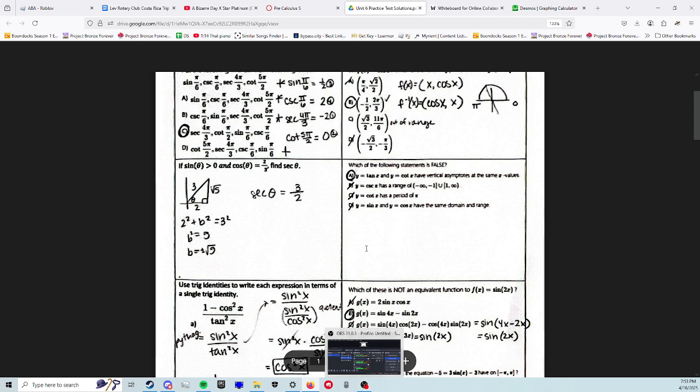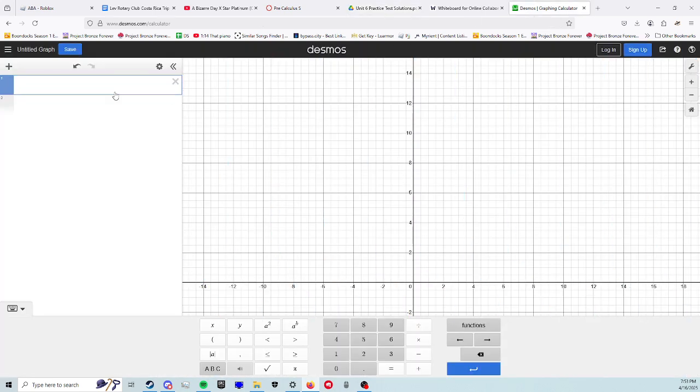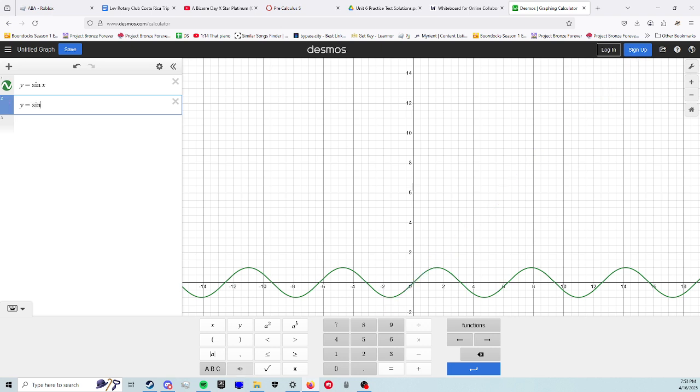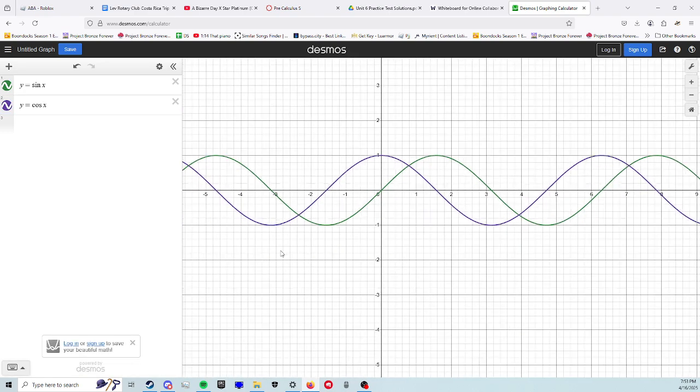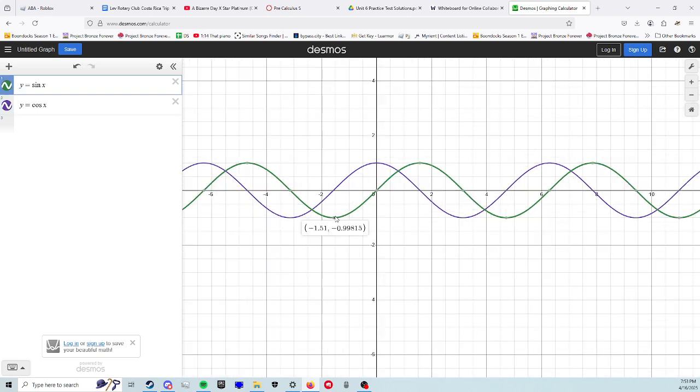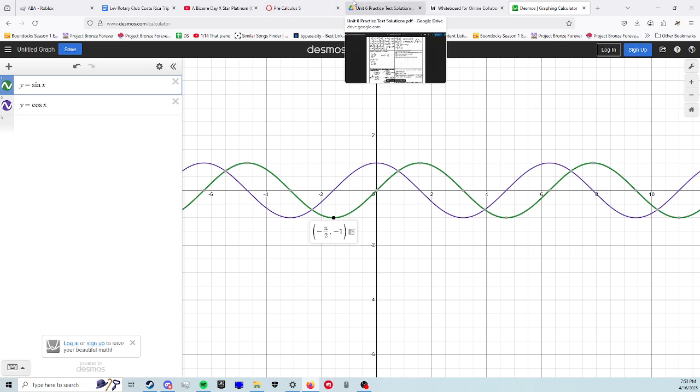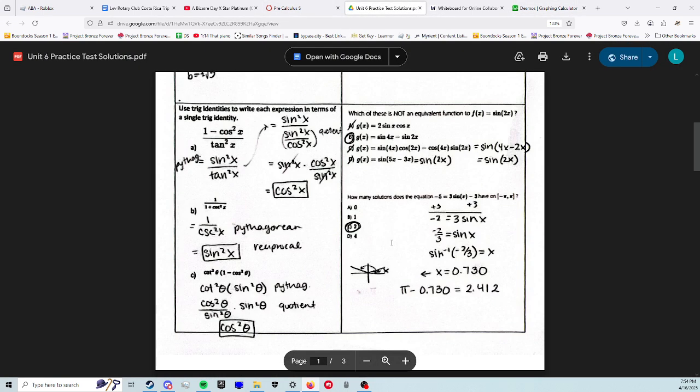Okay, D. Y equals sine x and y equals cosine x have the same domain and range. This one is pretty self-explanatory. If you just graph them, y equals cosine x, while they may not align, they do have the same peaks, and they both have an absolute minimum and absolute maximum, and they both go on for infinity, so they do share the same domain and range.